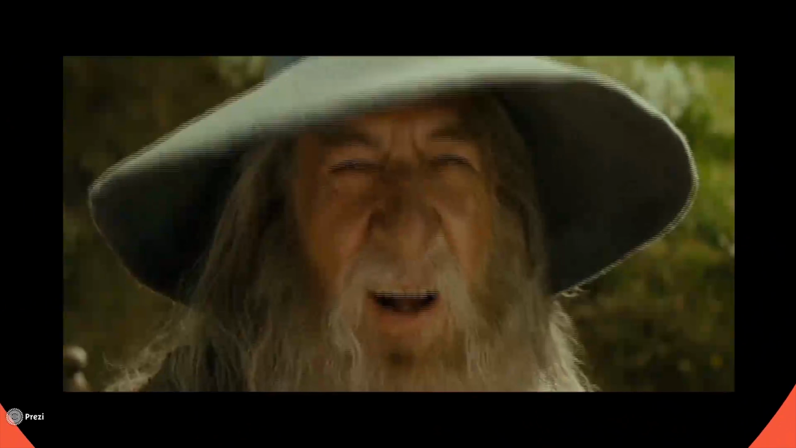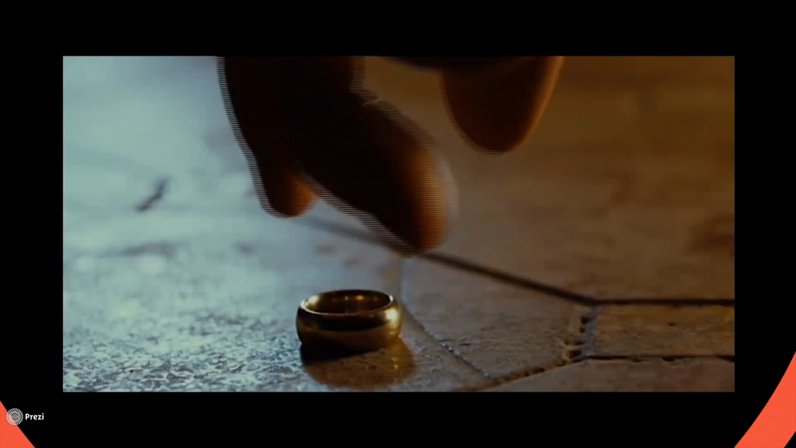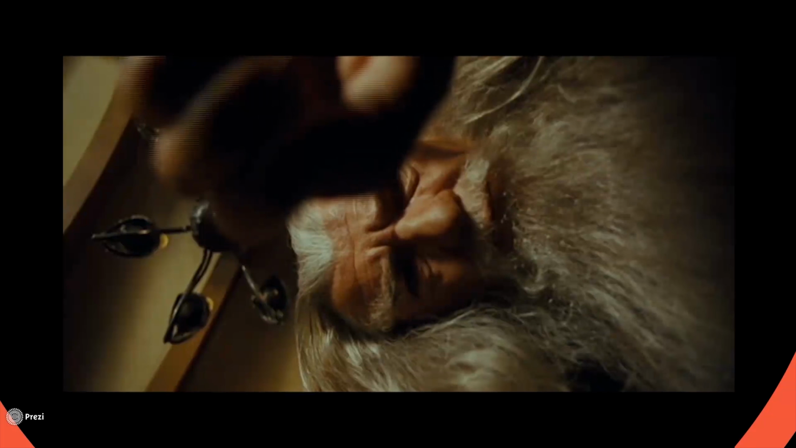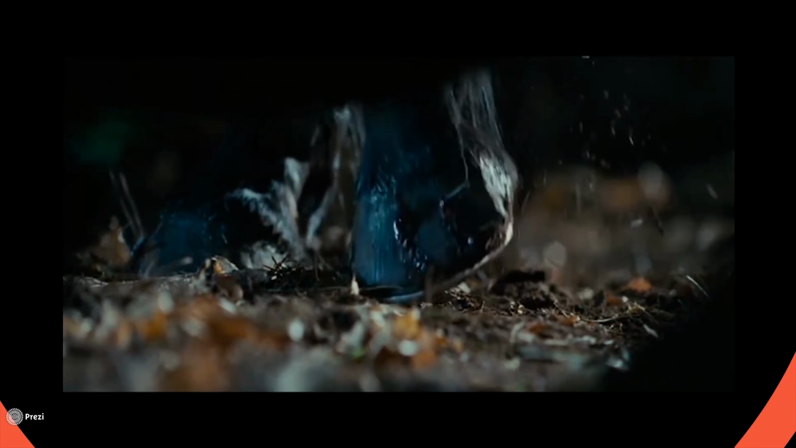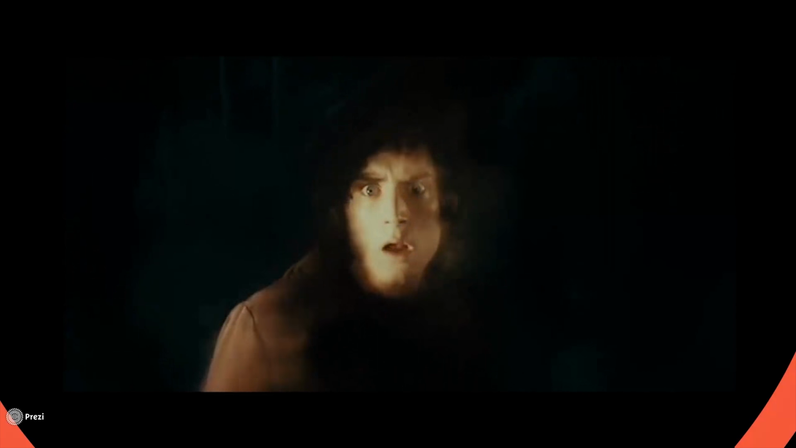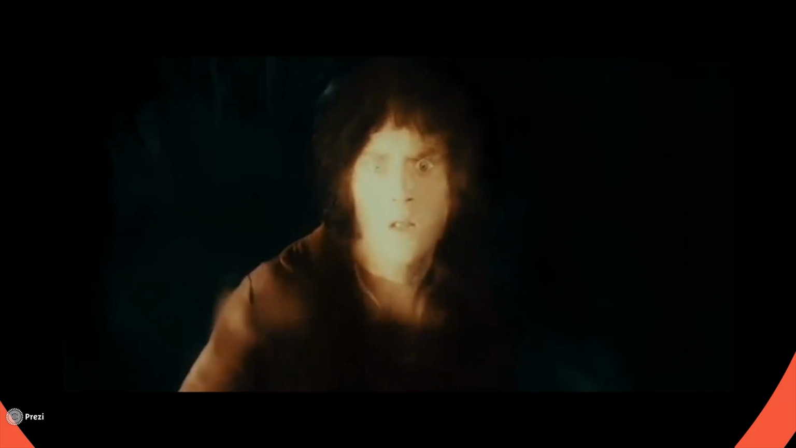The second stage is disruption. This is when something bad happens, which breaks the equilibrium and forces the character to do something. We can see this stage in the first movie of The Lord of the Rings.